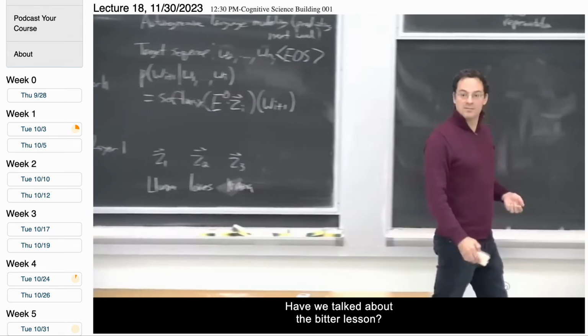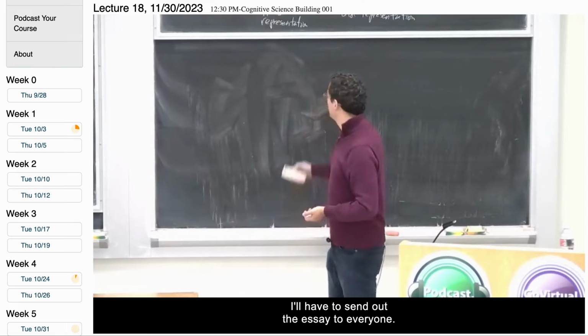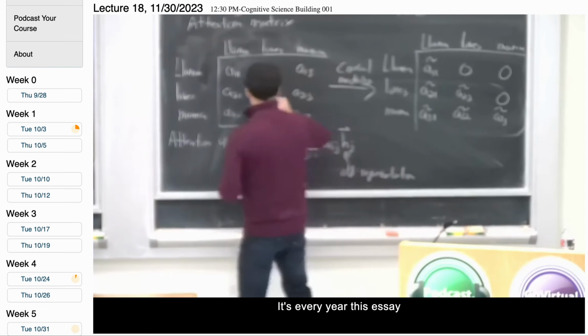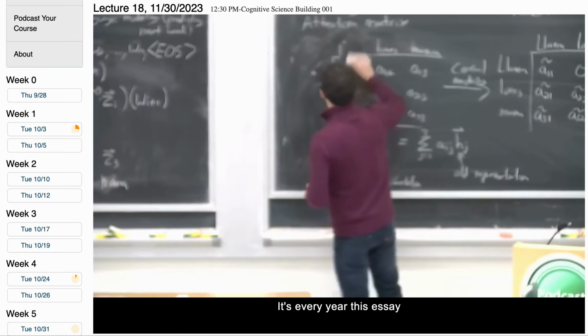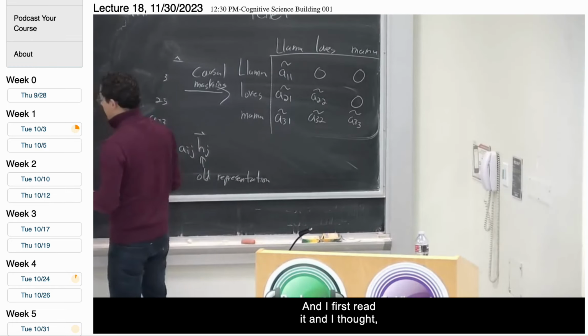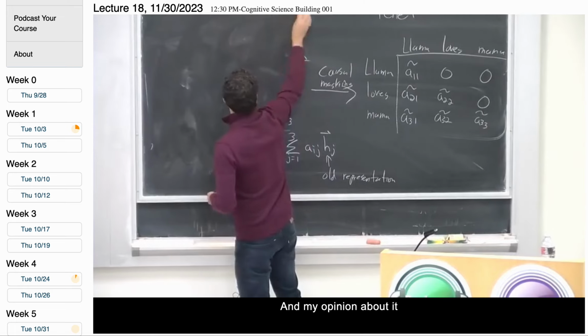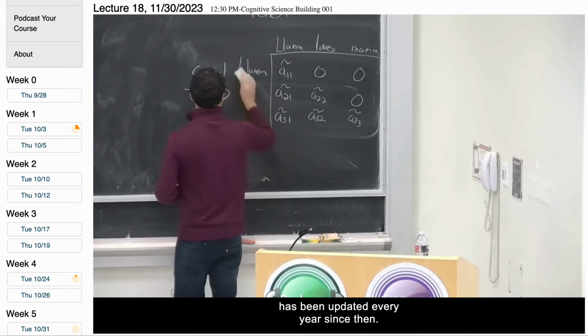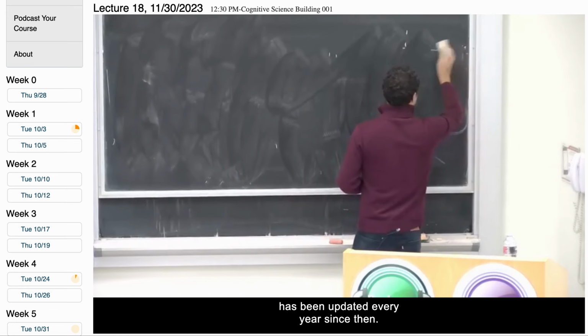Have we talked about the bitter lesson? No, I haven't sent out this essay. I'll have to send out the essay to everyone. Every year this essay becomes more and more true. It came out in 2018 or 2019, and when I first read it, I thought this is outrageous, this is insulting, and my opinion about it has been updated every year since then.